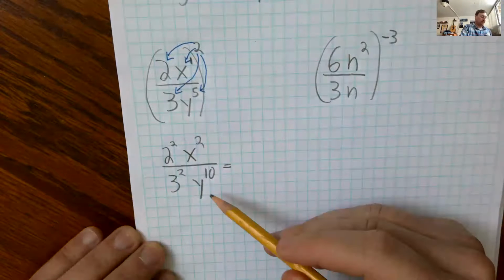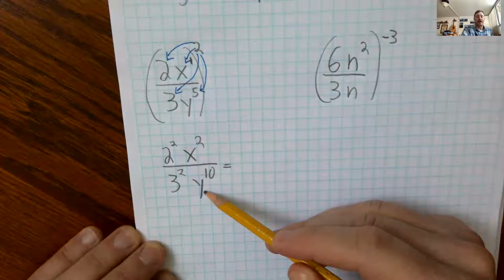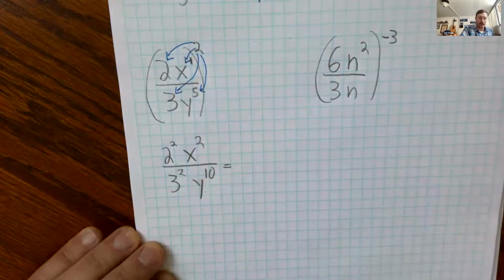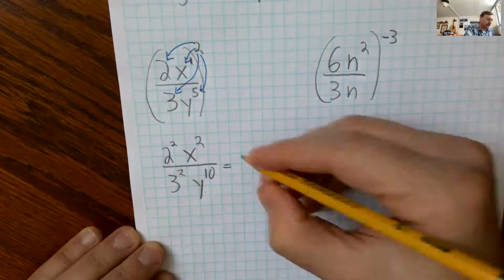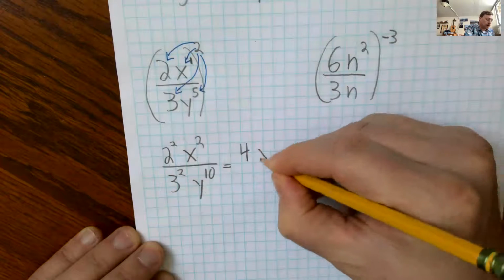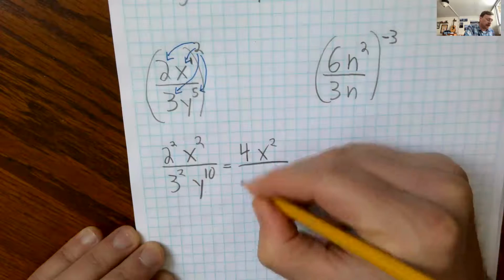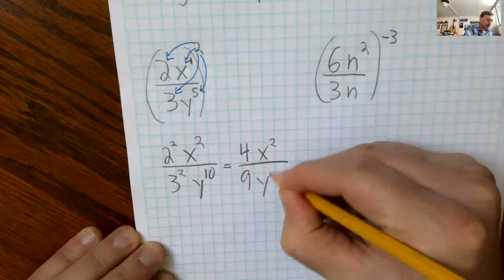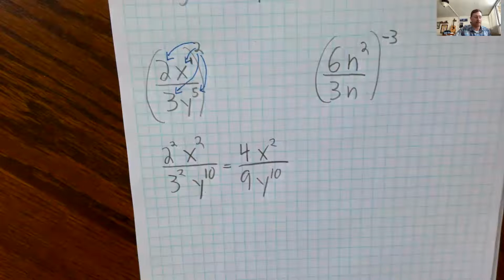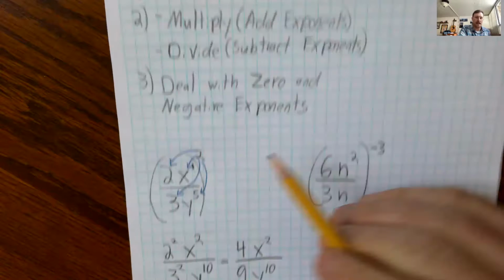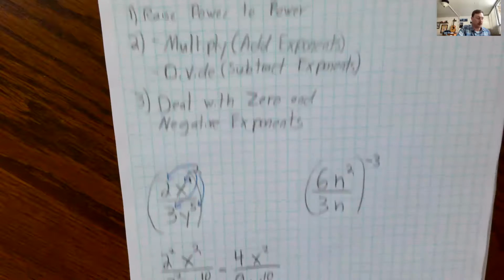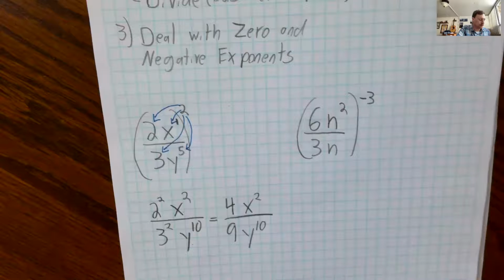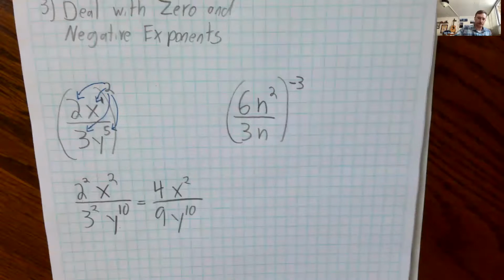Now, if x and y are the same base, I could simplify that a little further, but I can't. They're different exponents with different bases. What I can do is raise this 2 to the second power, which is 4, and 3 to the second power, which is 9. And the x and y terms stay the same. And that is my simplified version of that problem. Okay, because I can't multiply, I can't divide, and I didn't have any negative exponents to deal with. So that's the first step here. Let's go on to the second one.